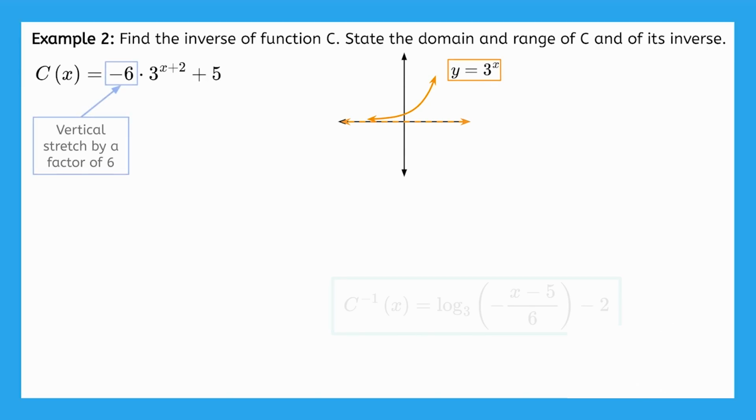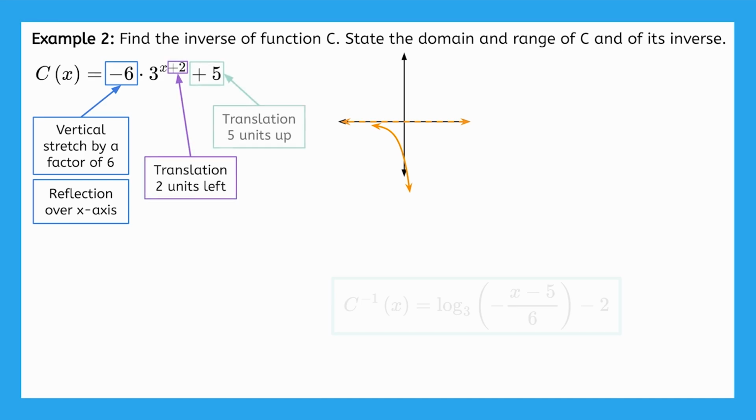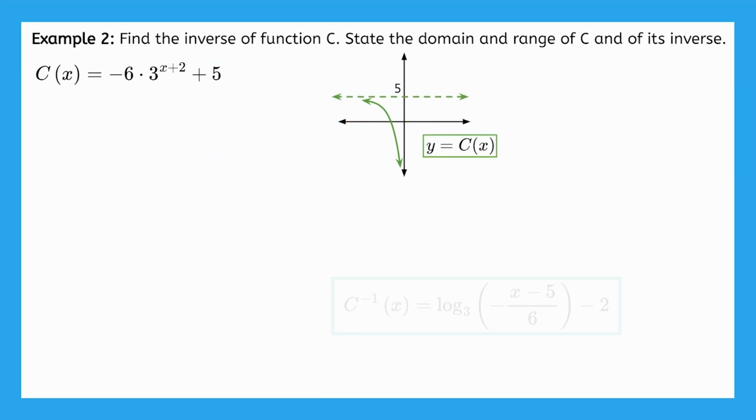First, we have a vertical stretch by a factor of 6 and a reflection over the x-axis, which turns the graph upside down and makes it approach the asymptote from below. Then we have a translation 2 units left and a translation 5 units up. This vertical translation shifts the entire graph along with its asymptote, which ends up at y equals 5.